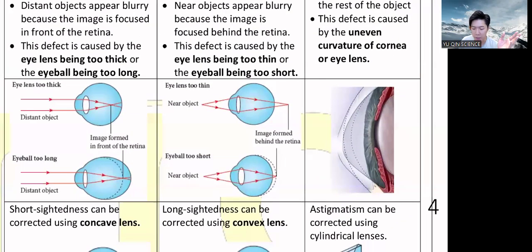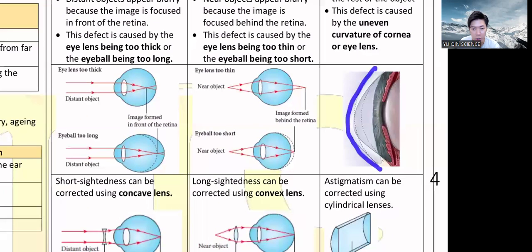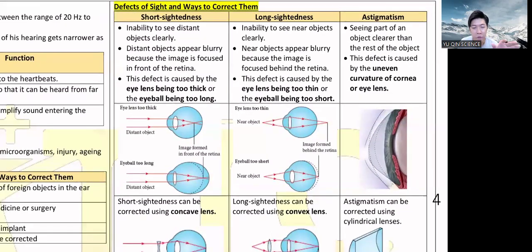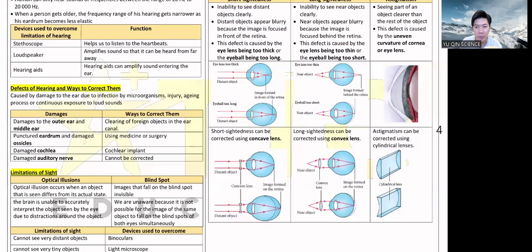Astigmatism is because the curvature is uneven. Your eyeball is supposed to be half rounded, perfect curvature. But maybe the surface of your eyeball is a bit of a weird shape, a bit out of shape. So that will cause problems in refraction of light. Light goes in and might get affected when it goes through the transparent part. So that's called astigmatism. So you wear a cylindrical lens.